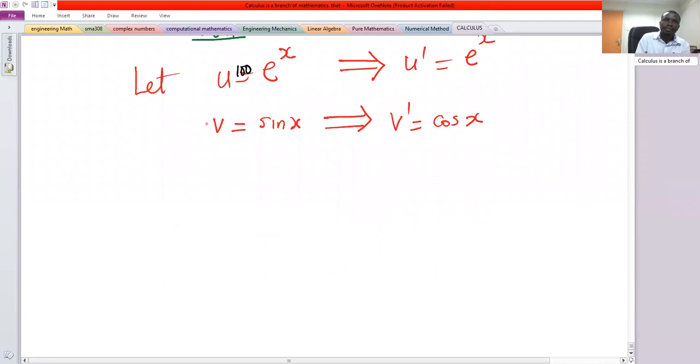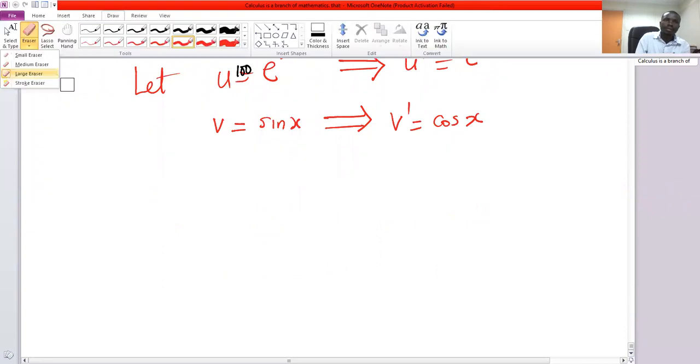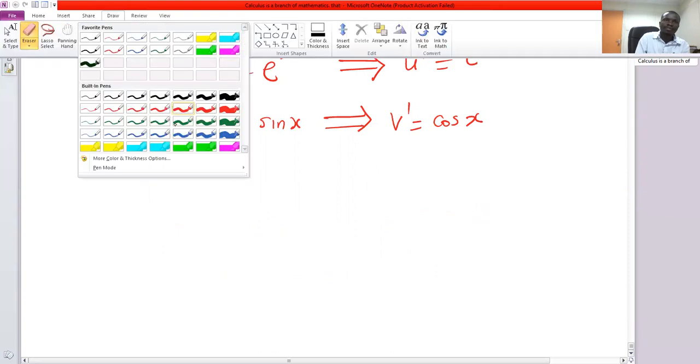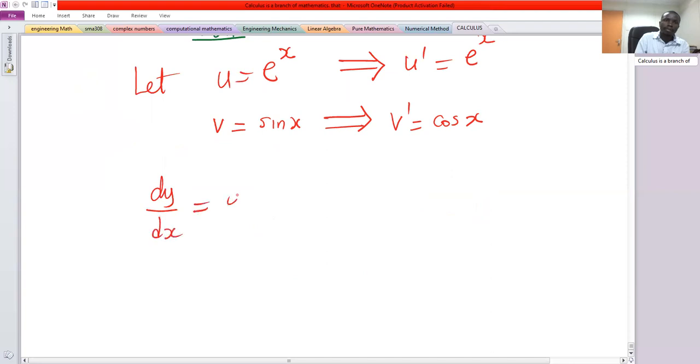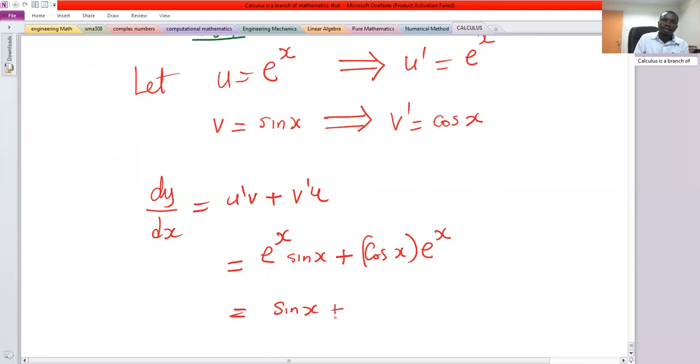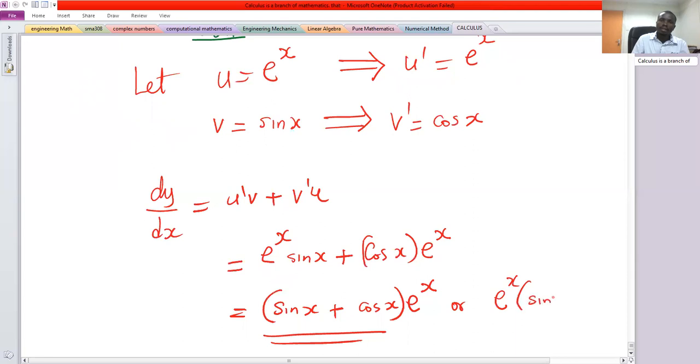So by product rule, dy dx equals u prime v plus v prime u, which will be u prime is e raised to x, v is sine of x, plus v prime is cos x, u is e raised power x. So this can be written as sine of x plus cosine of x, and then e raised power x. So that will be the solution, or you can write it as e raised power x into sine x plus cos of x.